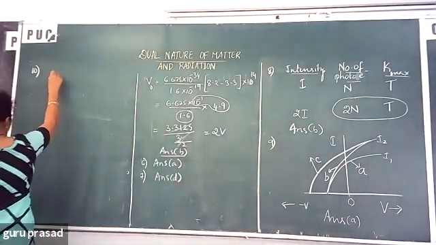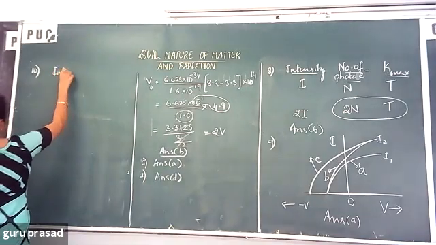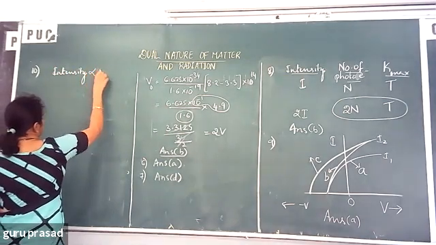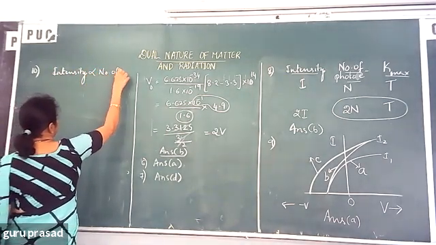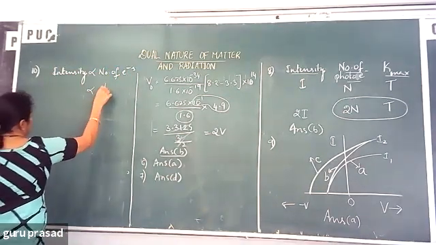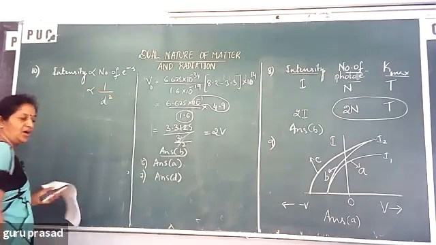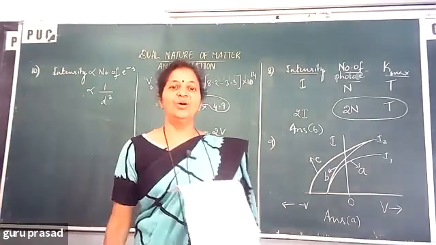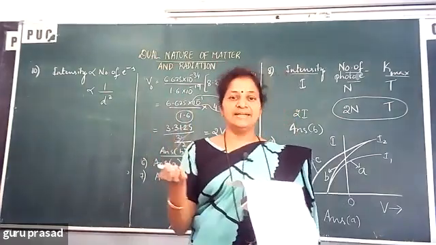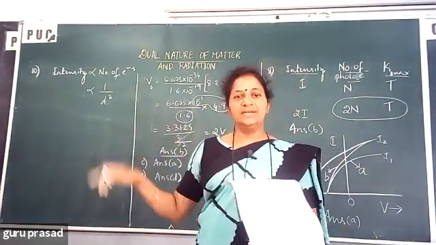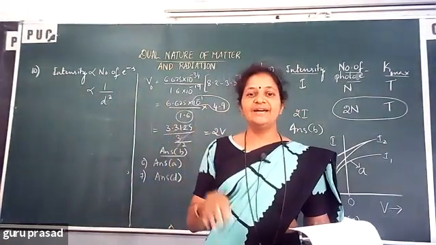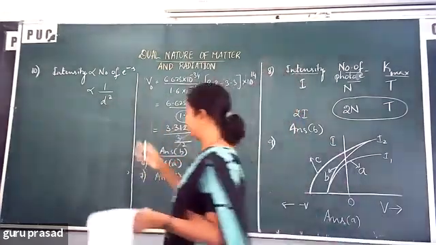The intensity is proportional to the number of photoelectrons, which is proportional to 1 by distance square. It follows the inverse square law. So if you double the distance, then the intensity must reduce by a factor of 4. We will check this again.